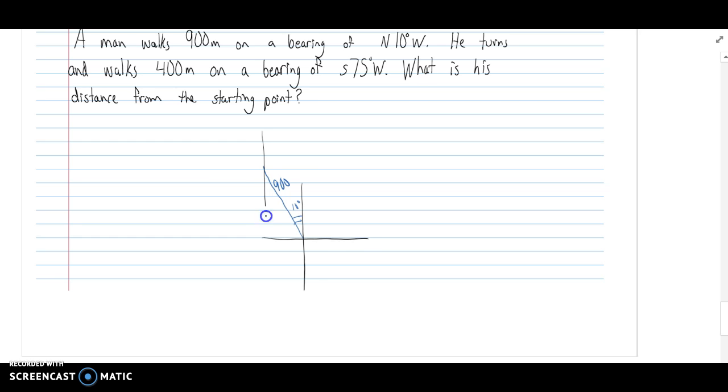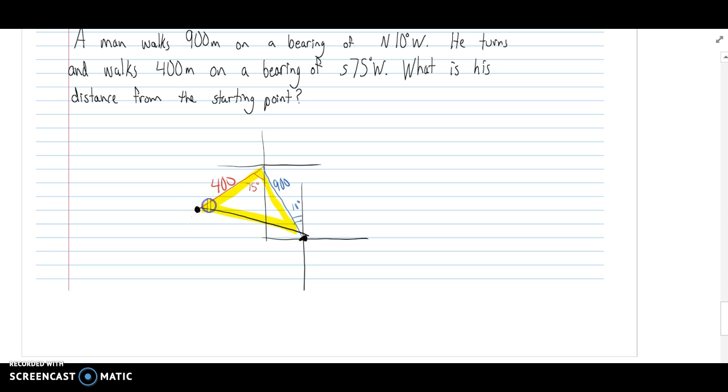Then he changes course, so we're going to put a new xy axis in there, and now he is going at 75 degrees west of south. So he's going in this direction, and this time our 75 degrees is going to go right there, and he travels that distance for 400 meters. So here are the two legs of the journey. The question is, what is his distance from the starting point? So here's his end, there's the start. We are trying to find that distance.